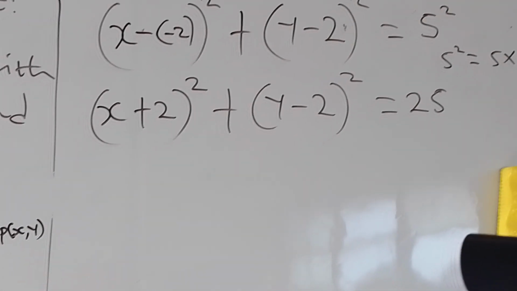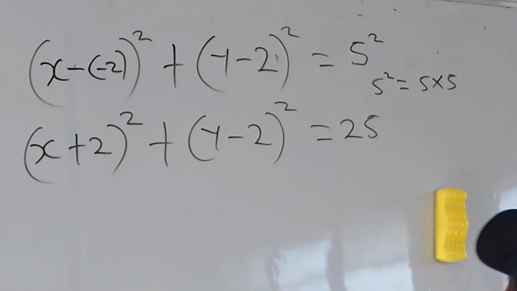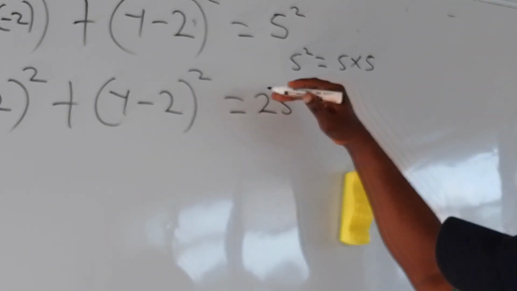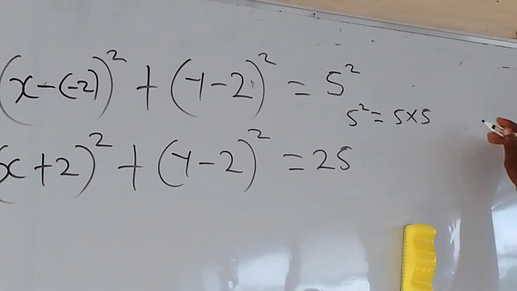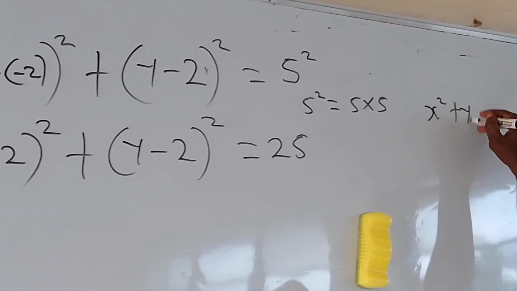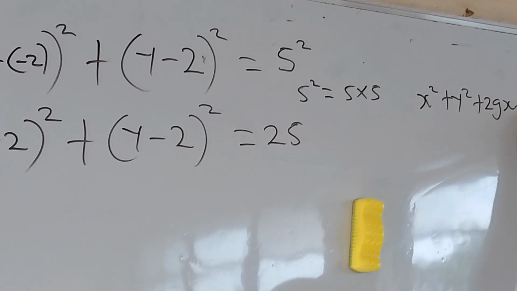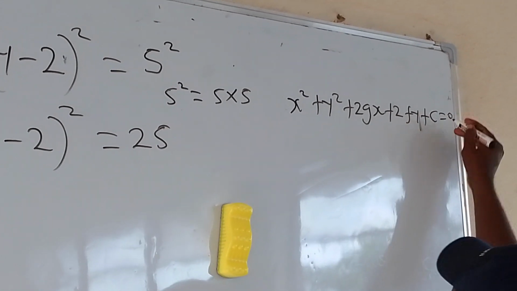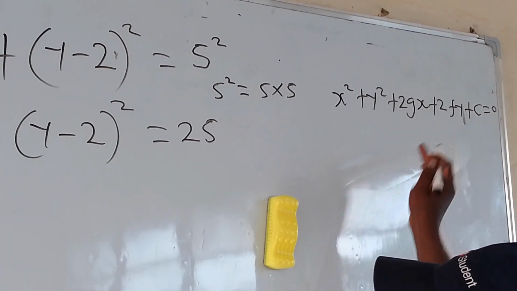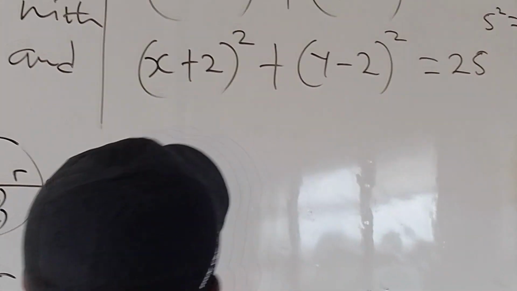25. Remember that I said the equation of a circle is of this form. So it means anything we are solving, we will solve to be in this form: x squared plus y squared plus 2gx plus 2fy plus c equals to 0. It means it must be in this form. So let us solve this to be in that form.